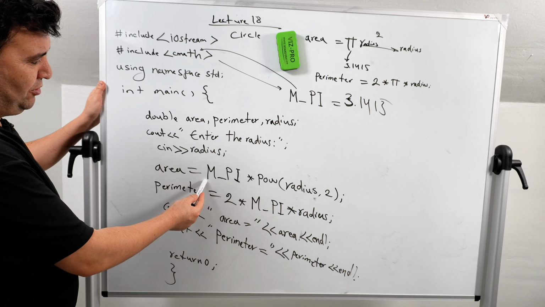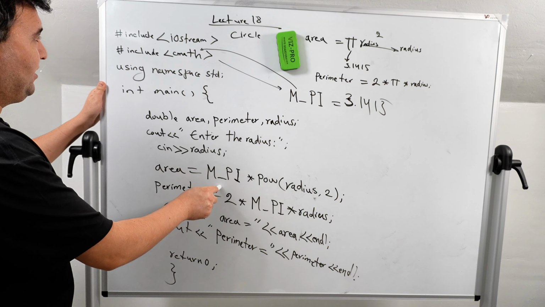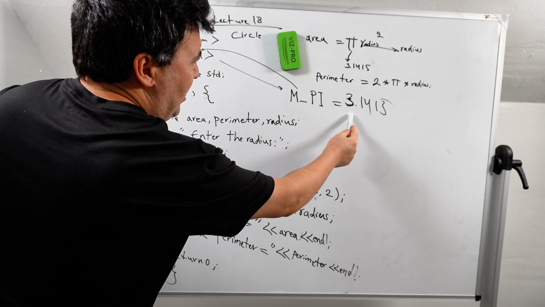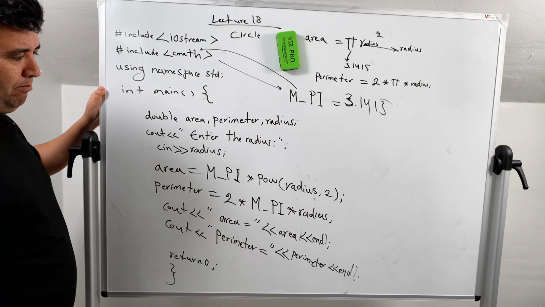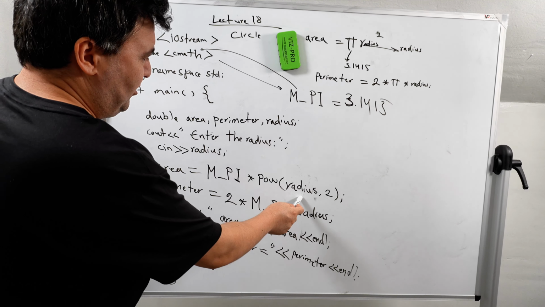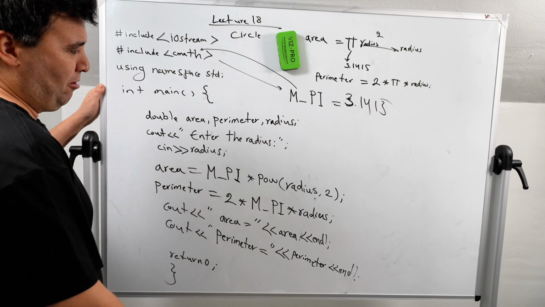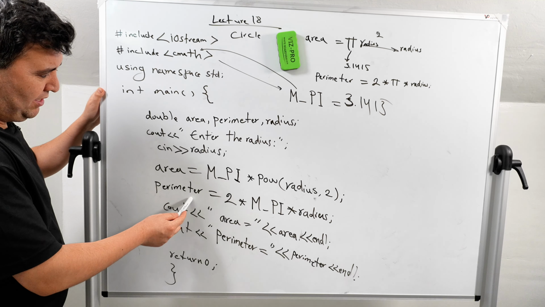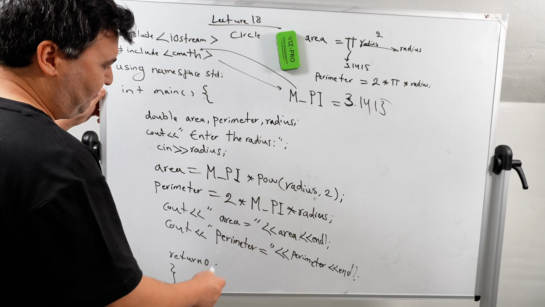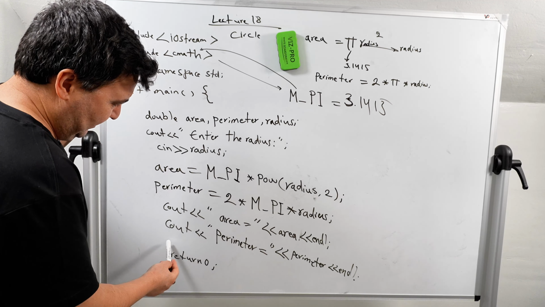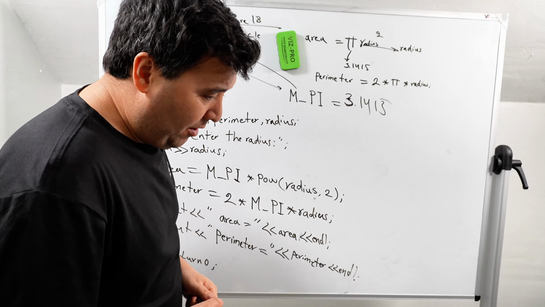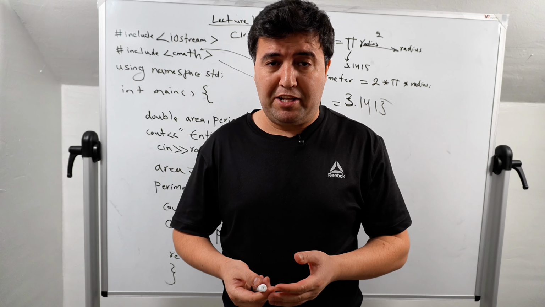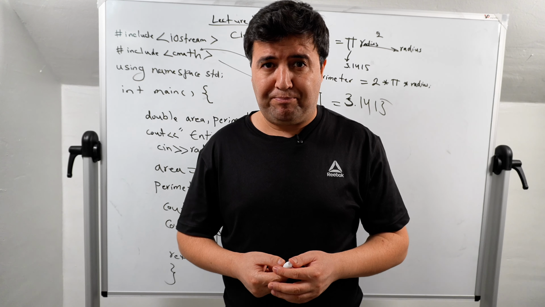And then we calculate using this formula, M_PI, which is a constant inside the cmath library in C++. It means M_PI is equal to 3.1415, which is the value of pi. And then we raise the radius to the power of 2, and store the result inside area. And then we calculate the perimeter using this formula. And then we cout the area, and then we cout the perimeter. So this is a simple C++ program which calculates the area and perimeter of a circle.